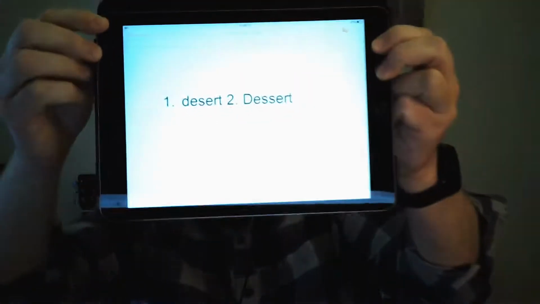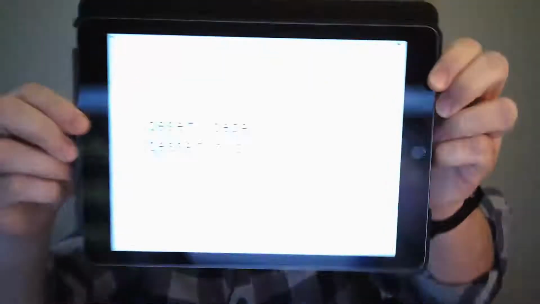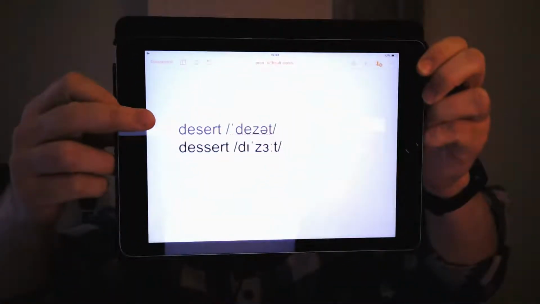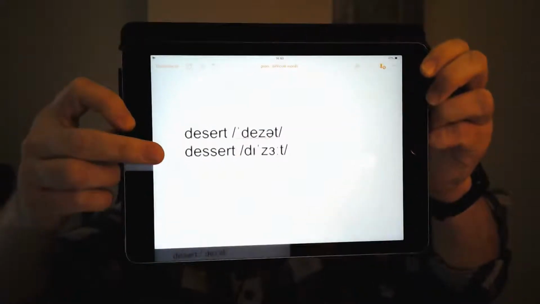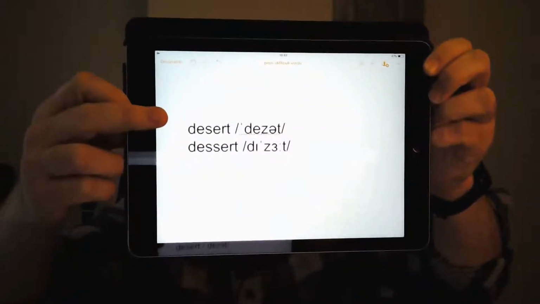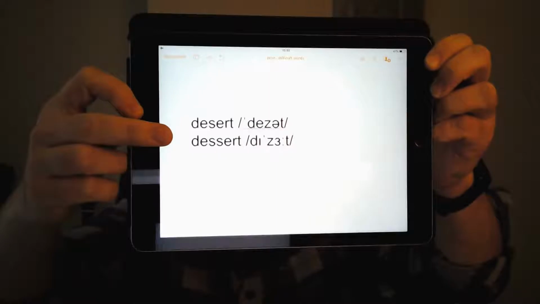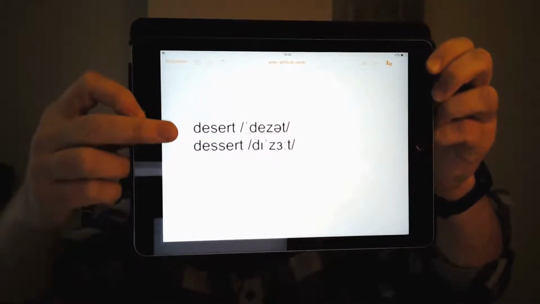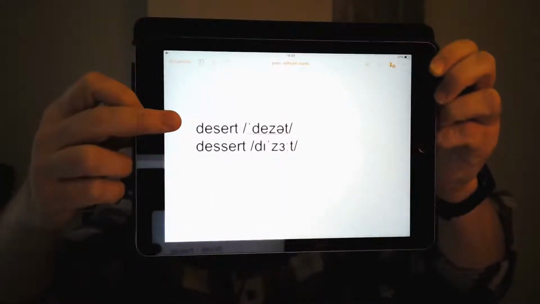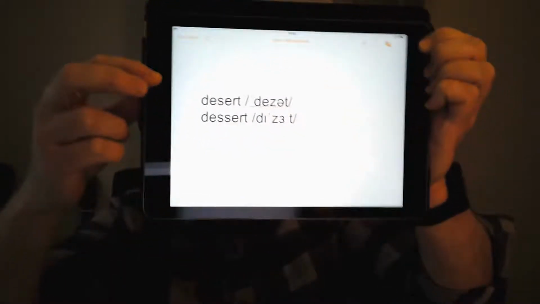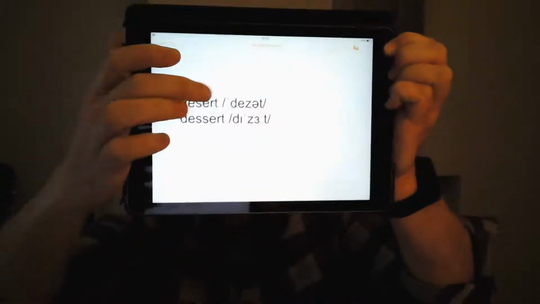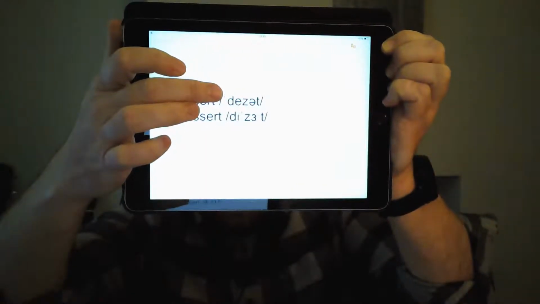So we can look here. Oh, sorry, that's the wrong one. Desert, dessert. Desert, dessert. Desert, dessert. Okay, so an interesting thing that we can look at here is the stress, where the stress is.